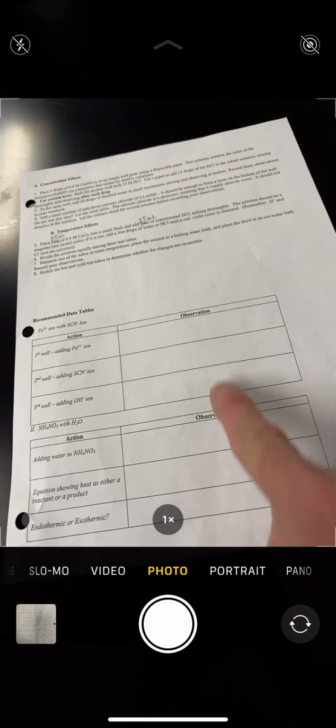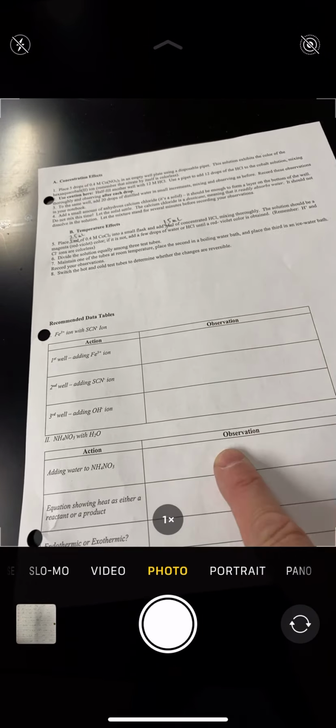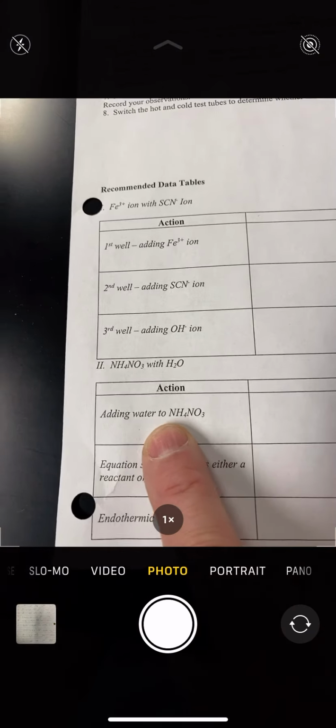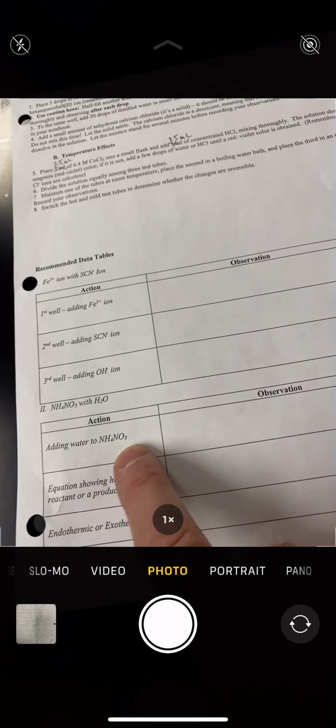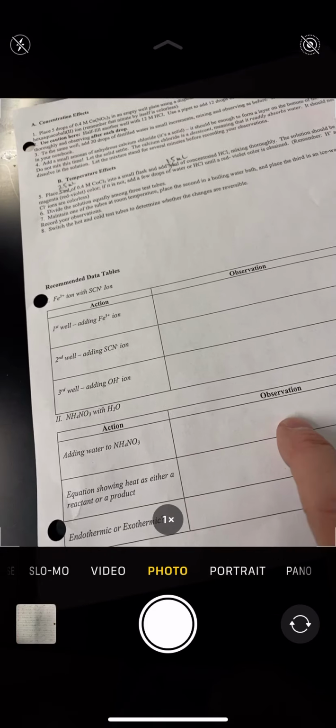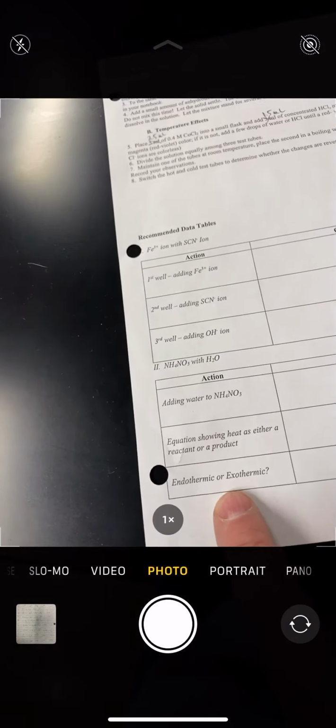So all you have to do is turn in these two tables filled out here with just what you observed, what colors you saw, along with these, what colors did you see, right? The only one that you didn't see was this one. When I added water, you're supposed to feel it, and it gets cold. So that's all you have to write here. It got cold. Then you have to answer these questions.